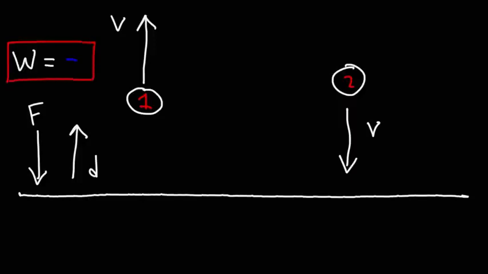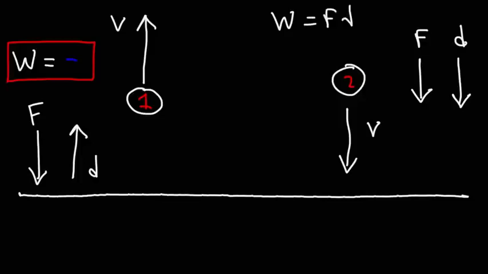Now, what about ball 2? Well, gravitational force will always be in the downward direction, and this time the ball is going down, so its displacement vector is also in the negative y direction. And we know that work is force times displacement, so when you multiply two negative values, you're going to get a positive answer. So the work done by gravity, whenever an object is falling, will be positive. Now, let's think about this in terms of kinetic energy.